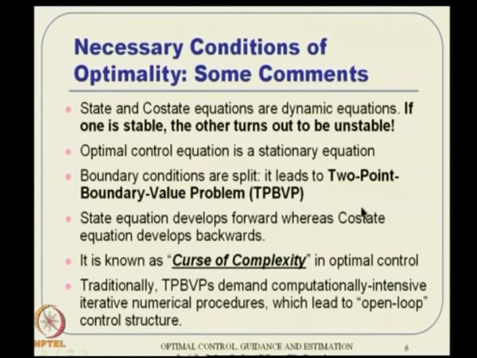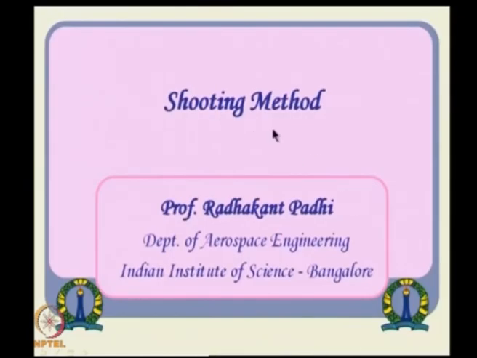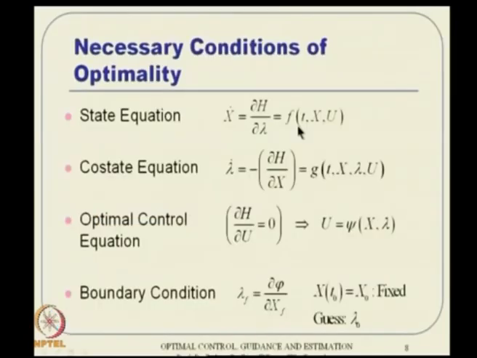All right. So, let us proceed further and then talk about one particular method called shooting. This is a traditional method, very intuitive obviously, but it has its own problems as well. So, let us see what is the philosophy first, and again just to summarize, you have the state equation, co-state equation, optimal control and boundary conditions.